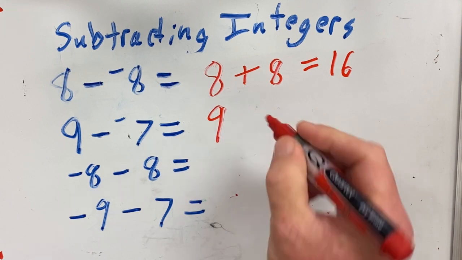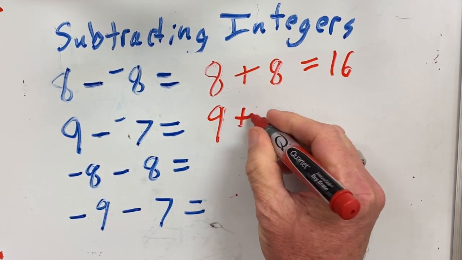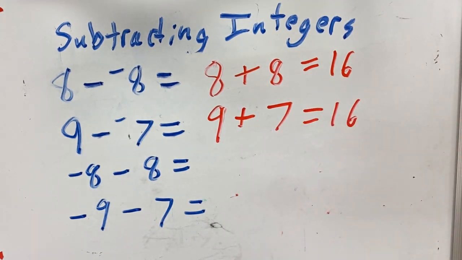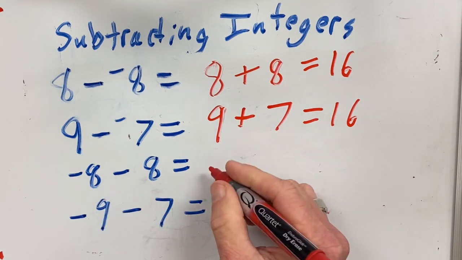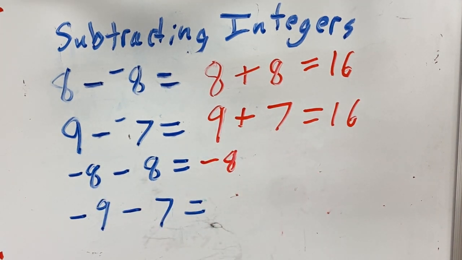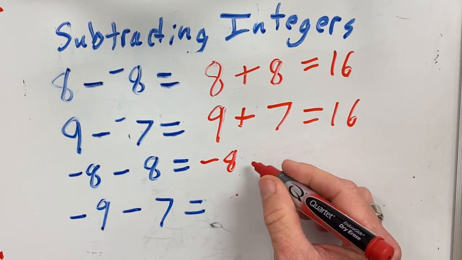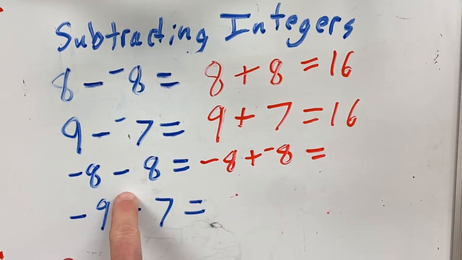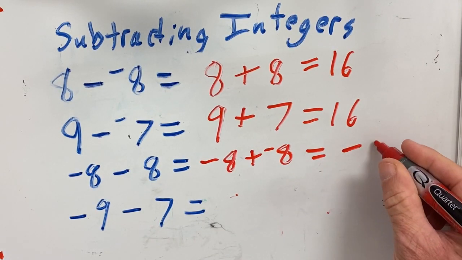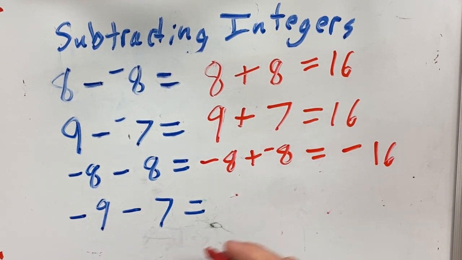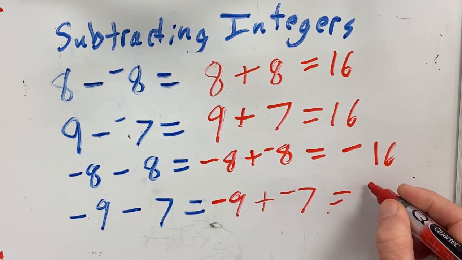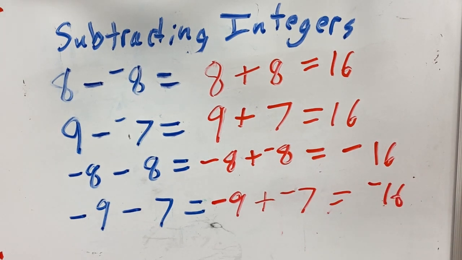9 plus a negative 7. Same thing. We're going to keep the 9. We're going to add the opposite of negative 7, which is positive 7. That gives us 16 also. Here we're going to do negative 8. And then we're going to add the opposite of positive 8 here. The opposite of positive 8 is negative. So this becomes negative 16. And negative 9, adding the opposite, plus a negative 7. That becomes negative 16. All right.